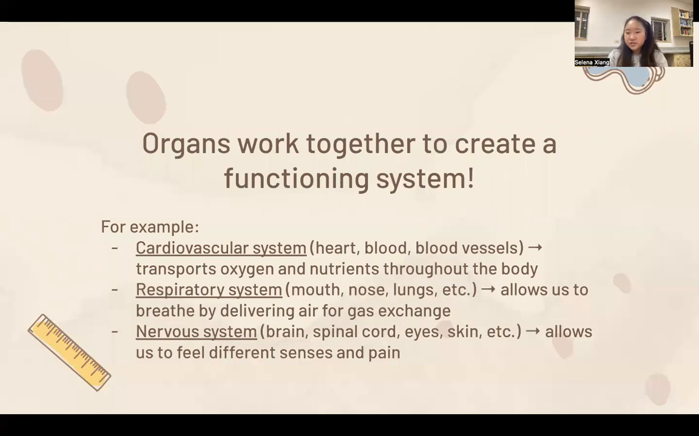So organs work together to create a functioning system. What exactly does this mean? Well, let's look at some examples. First, the cardiovascular system, which I just talked about, involves the heart, the blood, and blood vessels. What it does is transport oxygen and nutrients throughout the body. Next, we have the respiratory system. This involves the mouth, the nose, and the lungs. This is what allows us to breathe because we can deliver air for gas exchange. And what we let out is carbon dioxide.